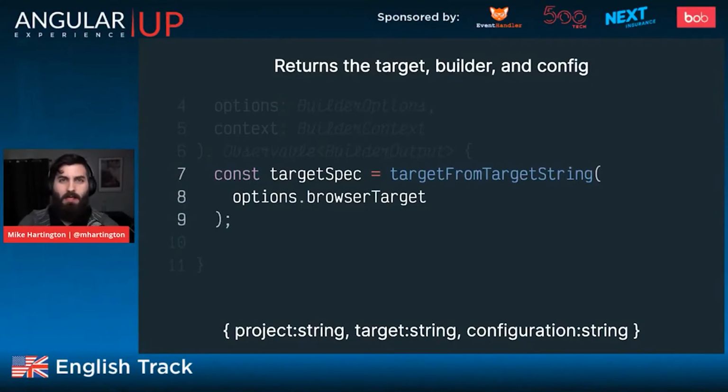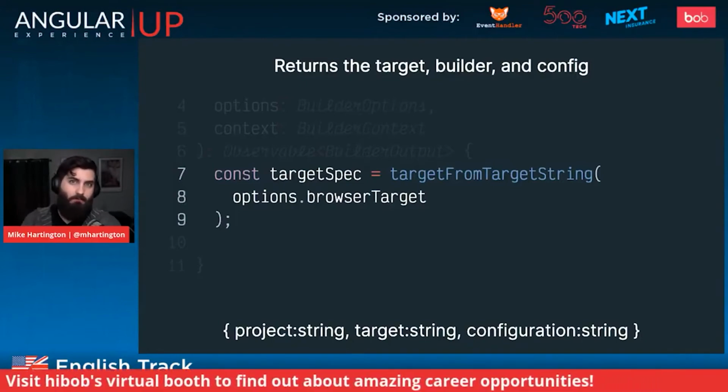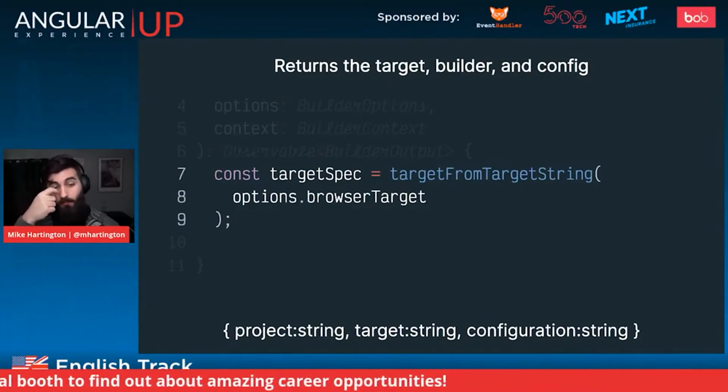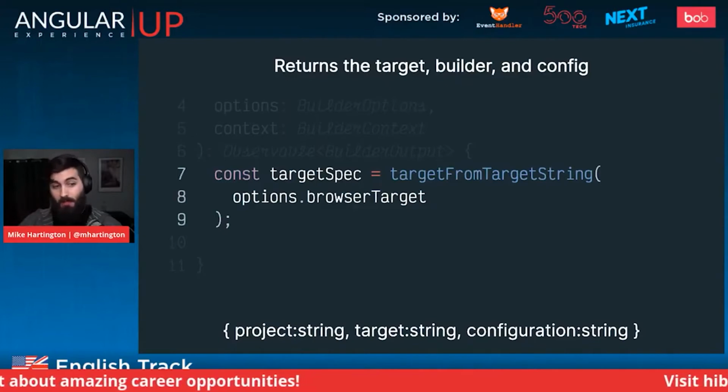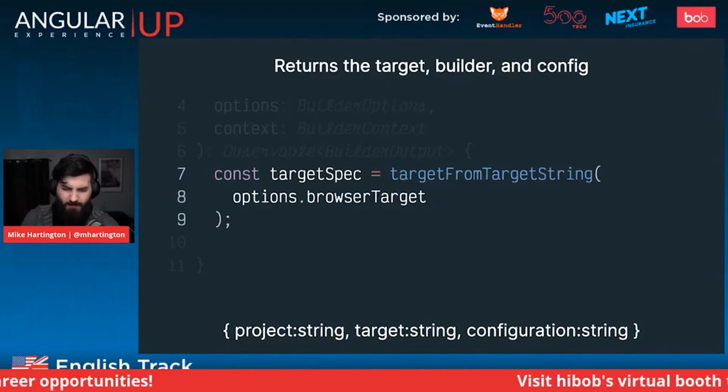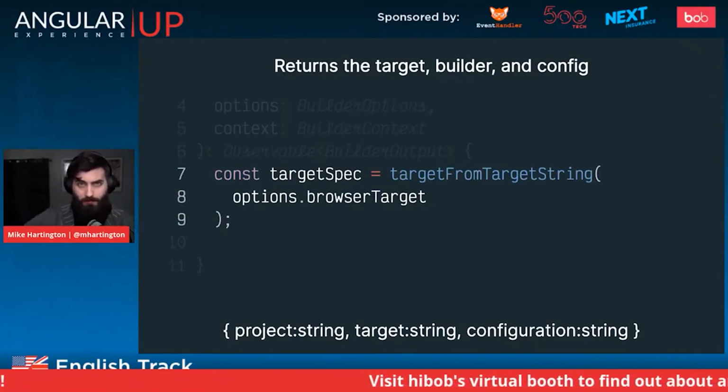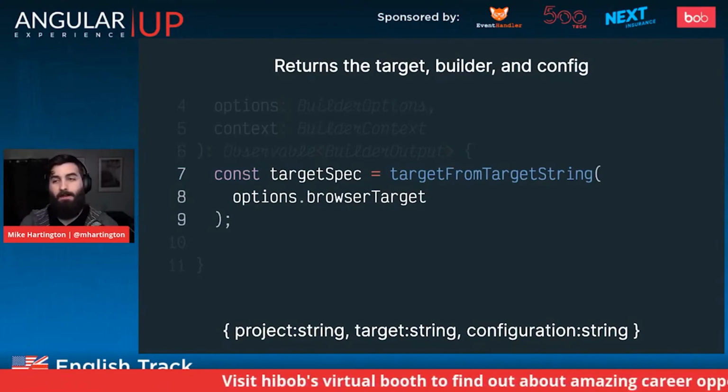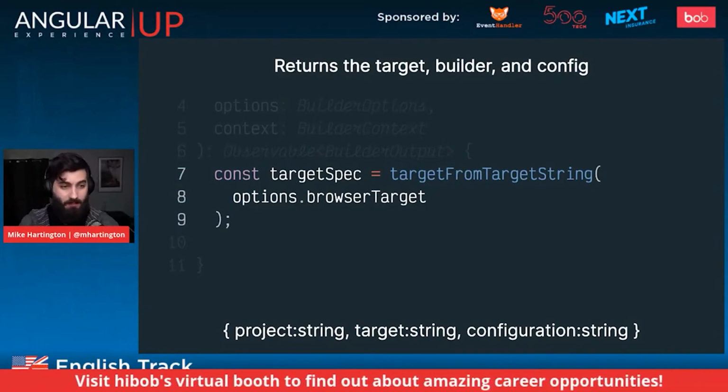So if we think about the command line input that we ran before, the project was app, the target was build, and the configuration was production or not. So in this case, we'll have app, the target being build, which is going to be our default Angular builder, and then the configuration, so production or not.